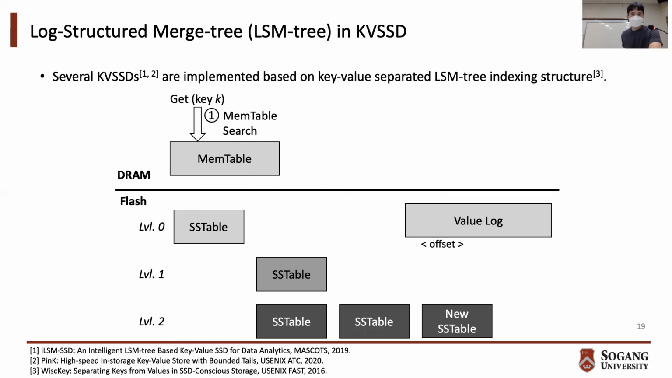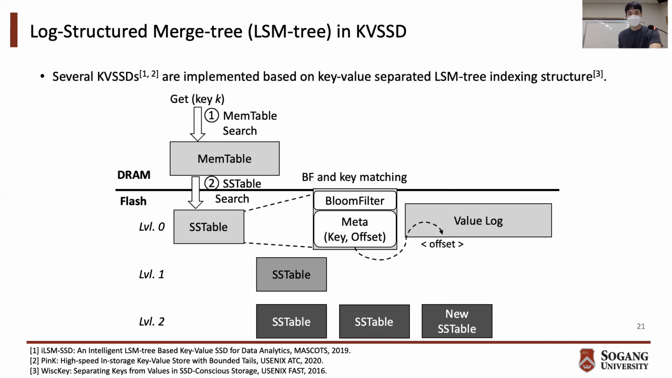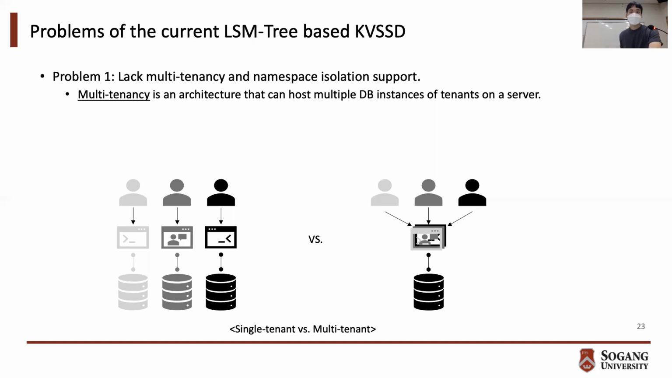If a get is requested, the key value search begins at the mem table first. If not found, then the key value search begins at the SS tables. If the key is found, the value is accessed by the log offset. Then the value is retrieved.